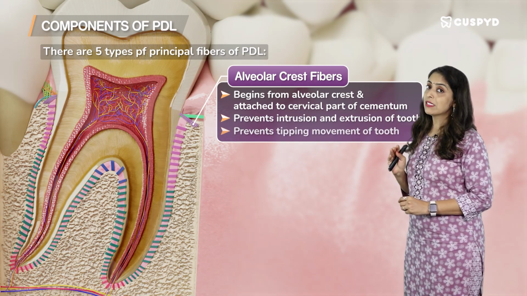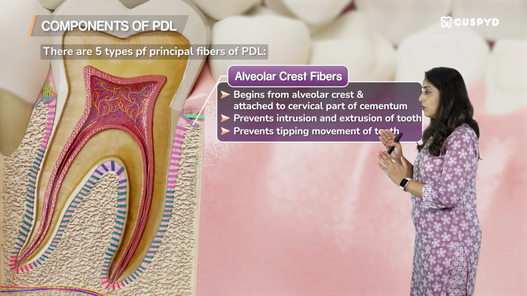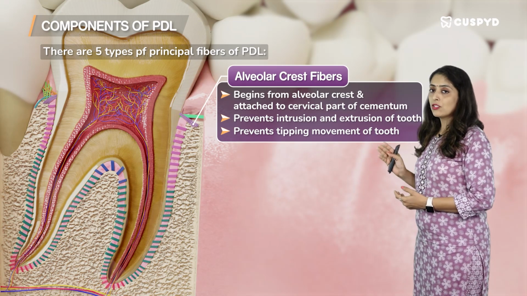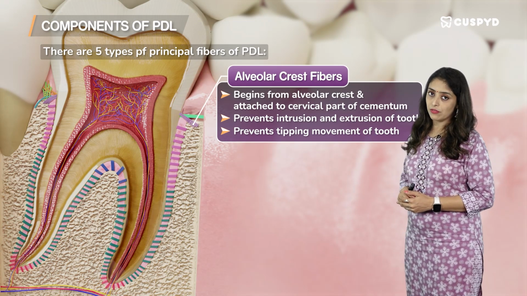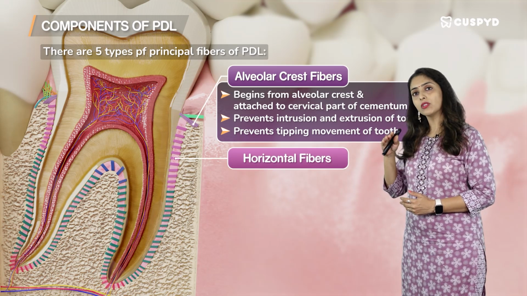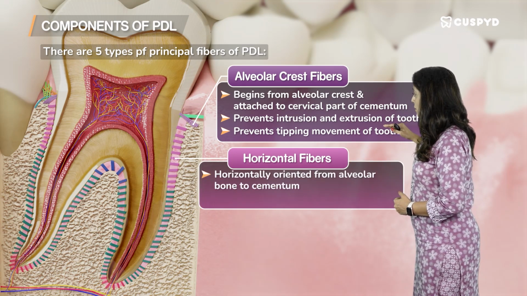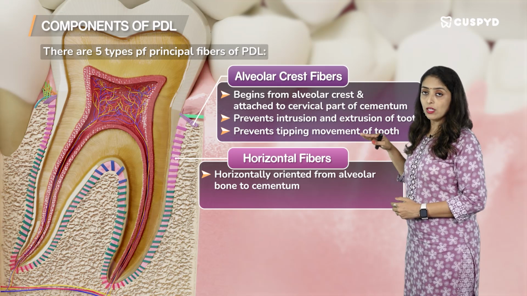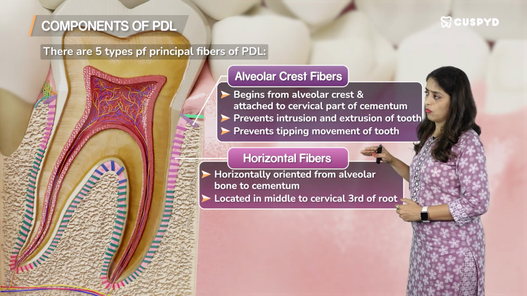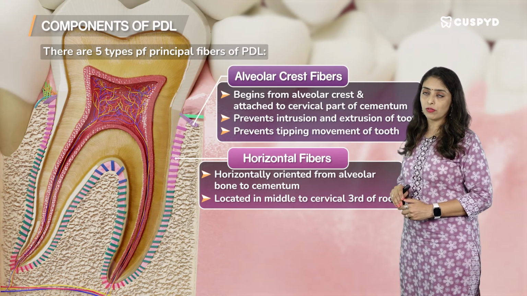So these alveolar crest fibers prevent extrusion as well as intrusion of the tooth. They also prevent any kind of tipping movements of the tooth. So when you apply pressure on one side, the tooth will sway, and that is called tipping. That is also prevented by these alveolar crest fibers. The next group of fibers is called the horizontal group. Horizontal because they are horizontally located. So they go straight from the alveolar bone into the cementum in a horizontal manner. They are usually located in the cervical 1/3 itself or a little into the middle half. They will not go into the lower part of the root.